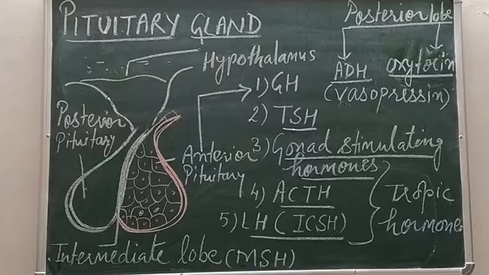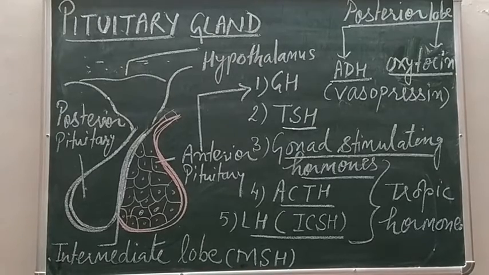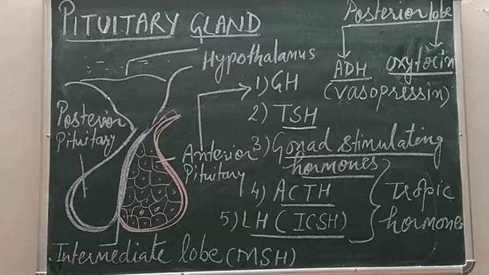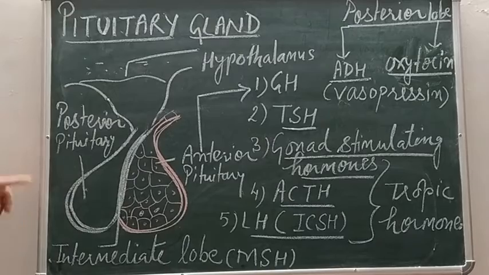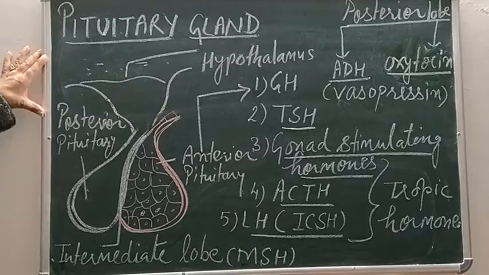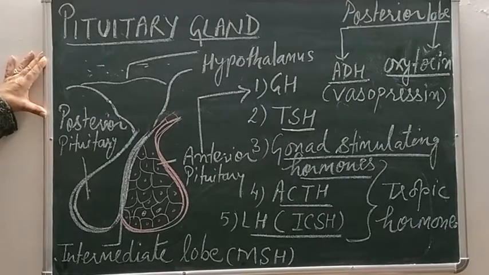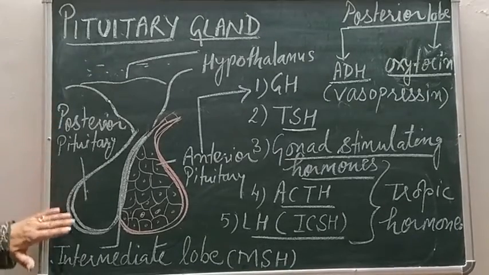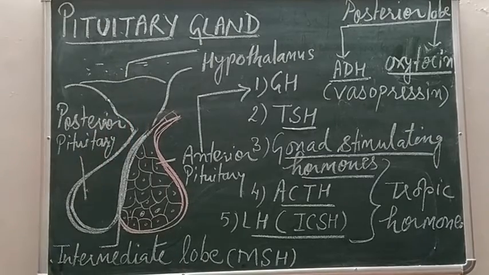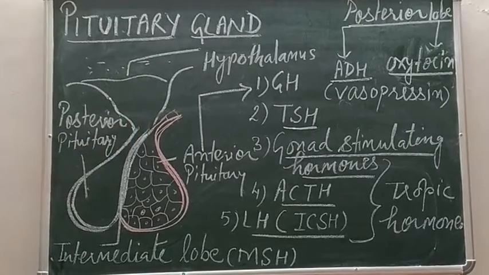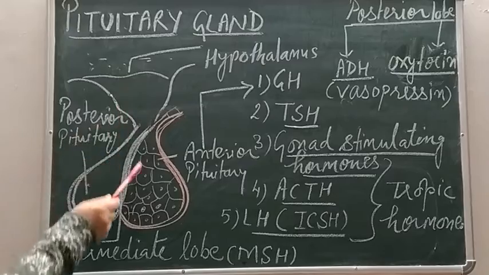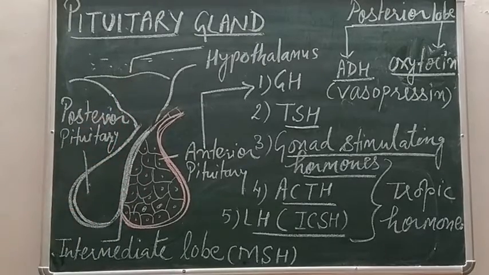Today I am explaining to you the pituitary gland, also known as the master gland. Where is the location of this master gland? You all know the hypothalamus. The hypothalamus is part of the midbrain. The pituitary gland is located just below the hypothalamus. This is the location. The size is the size of a pea, and this pituitary gland hangs down from the hypothalamus.